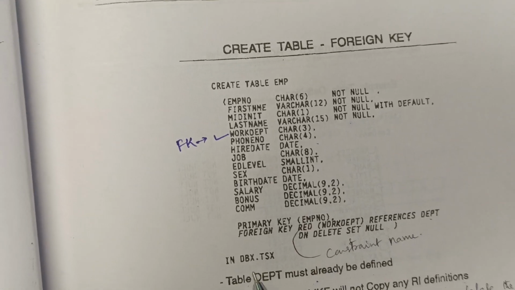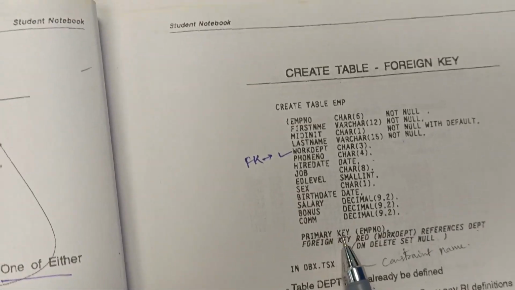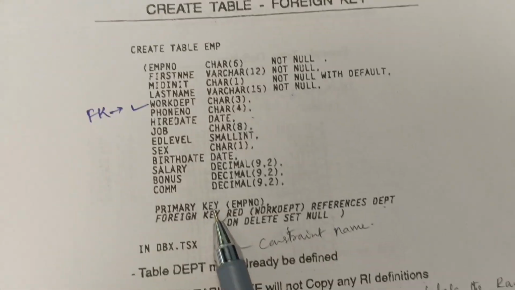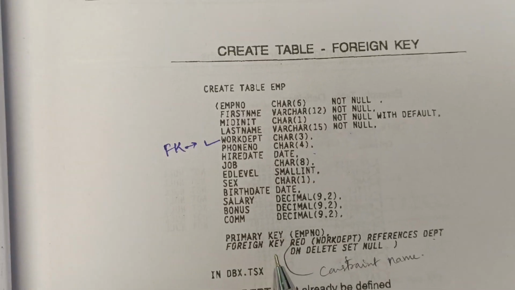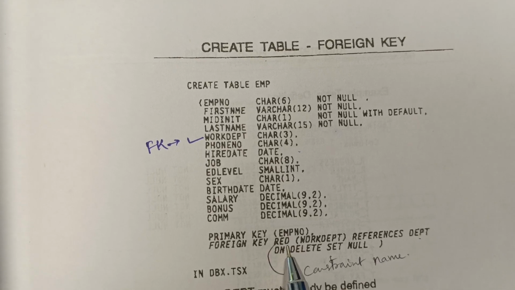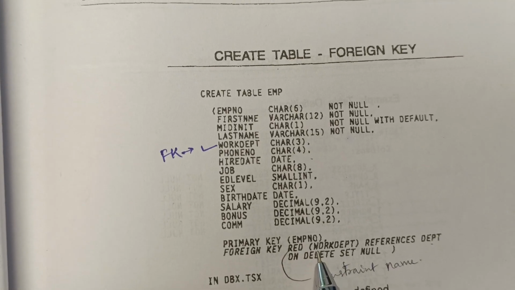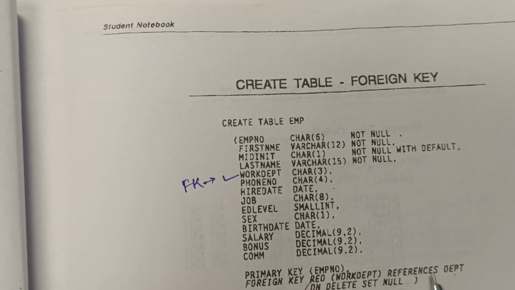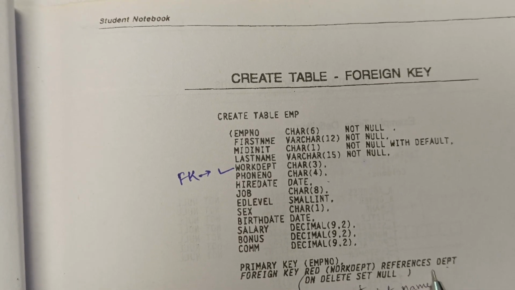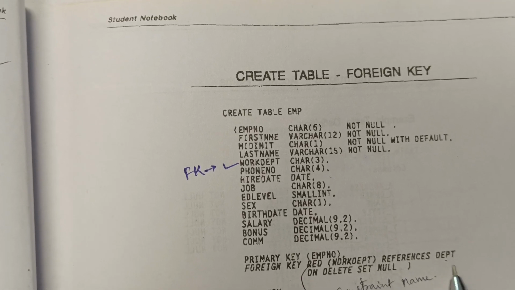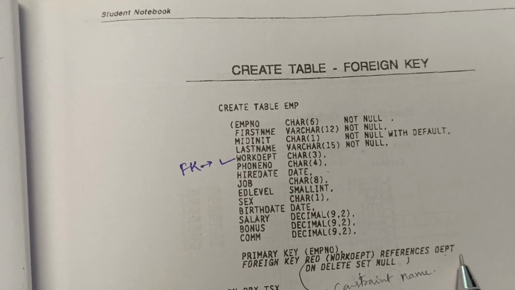This is the syntax. This is the second method I gave: primary key of the column name. Here I gave primary key of employee number, and the foreign key name here, and the corresponding column name. What is the column name here? Work department in the parent table, and it references the department table. References means you are going to refer to the other table here. You need to mention that table.